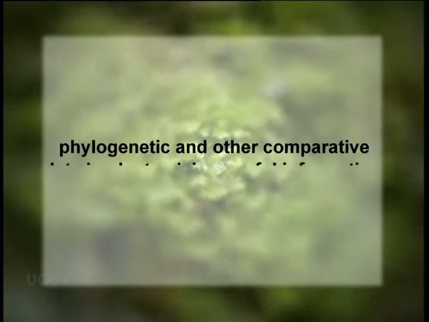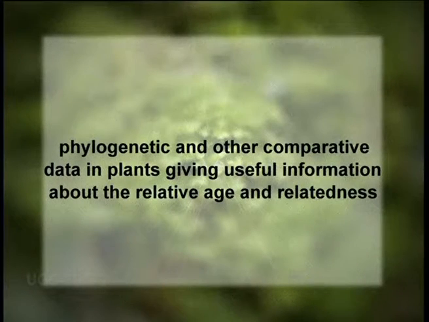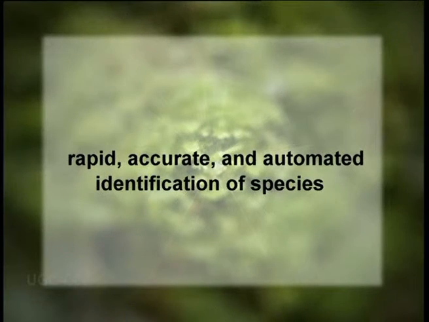The plastid genome is a rich source of phylogenetic and other comparative data in plants, giving useful information about the relative age and relatedness of the organisms possessing them. Besides their use in phylogeny, these plastid genomes would help in rapid, accurate, and automated identification of species, providing plant taxonomists with an easy way to use species-specific DNA barcode catalog.